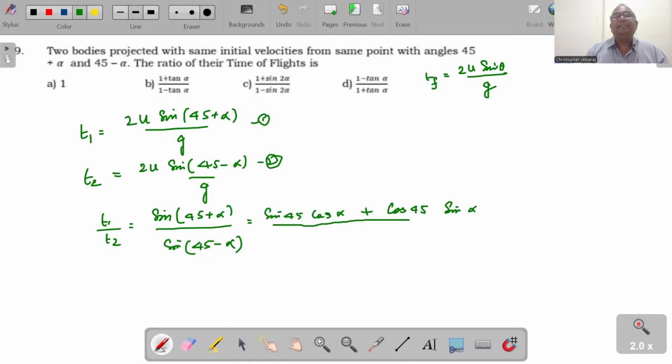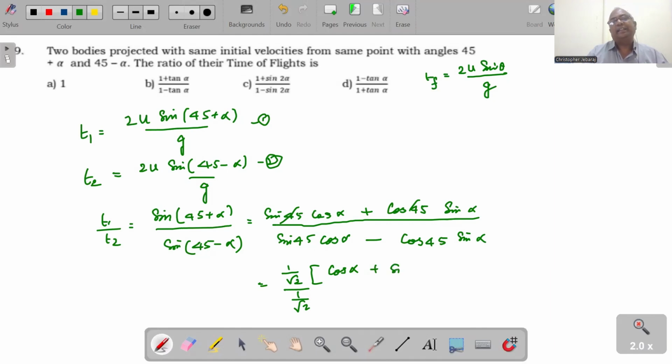divided by, in the same way, sin(a minus b) is sin a cos b minus cos a sin b. So the denominator is sin 45 cos alpha minus cos 45 sin alpha. Sin 45 and cos 45 are both 1 by root 2, so we can take 1 by root 2 outside in both the numerator and the denominator. The remaining terms are cos alpha plus sin alpha divided by cos alpha minus sin alpha.